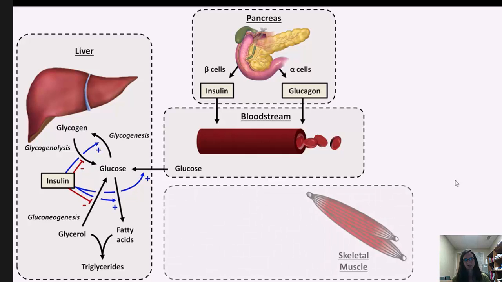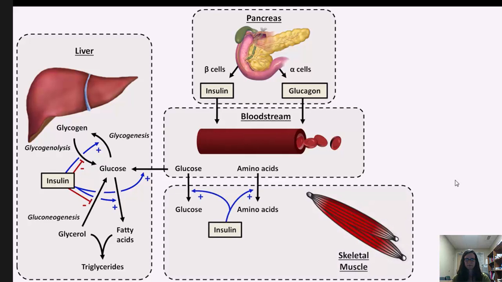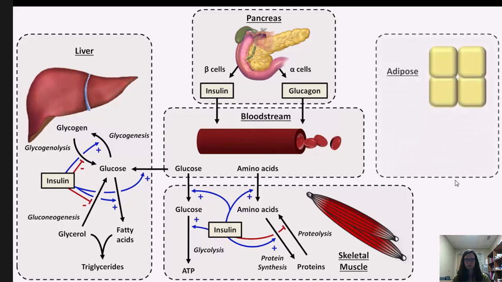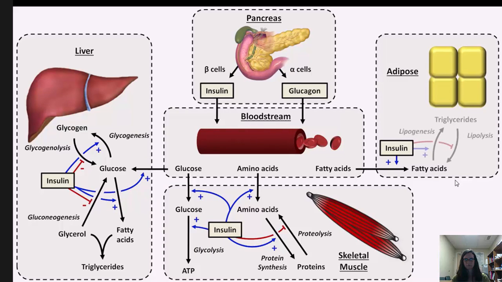Insulin also acts in the skeletal muscle, where it promotes entry of glucose and amino acids. Amino acids are then used in the synthesis of new proteins, while the glucose is used in glycolysis to produce ATP. Some glucose may also be converted into muscle glycogen, which is energy to be used later. Finally, insulin acts in adipose tissue, where it stimulates uptake of fatty acids, which get converted into triglycerides, which can then be used as long-term energy storage.